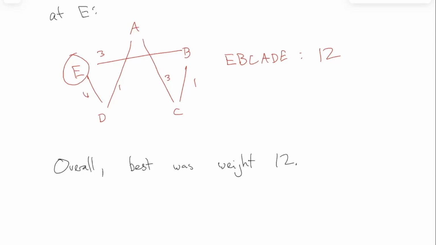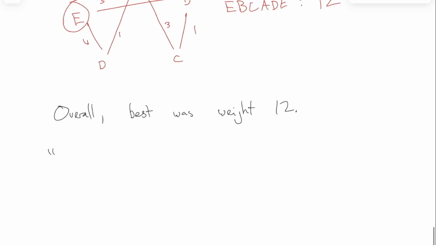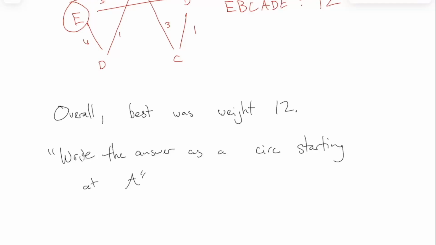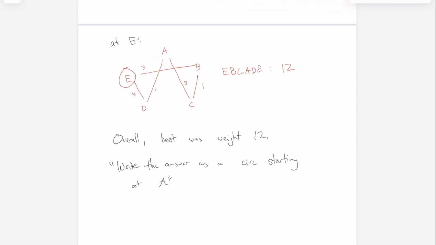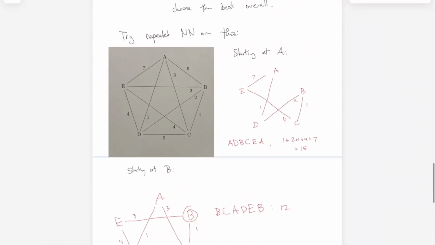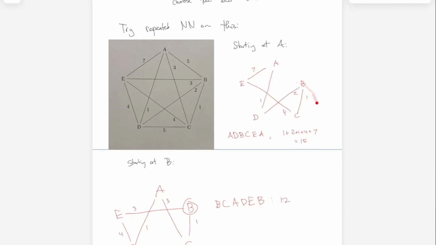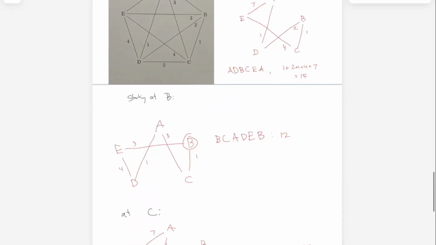All right, now you could write your answer in any way you like, and it might be that when I ask the question, I might tell you to write the answer in a particular way. What if I said, write the answer as a circuit starting at A? This can seem a little confusing if I ask the question like this, but certainly I could ask you the question. Write the answer as a circuit starting at A. Now, in this example, when you actually did start at A, you got this one for 15, which was not the best one. The best one was this one for 12, right?